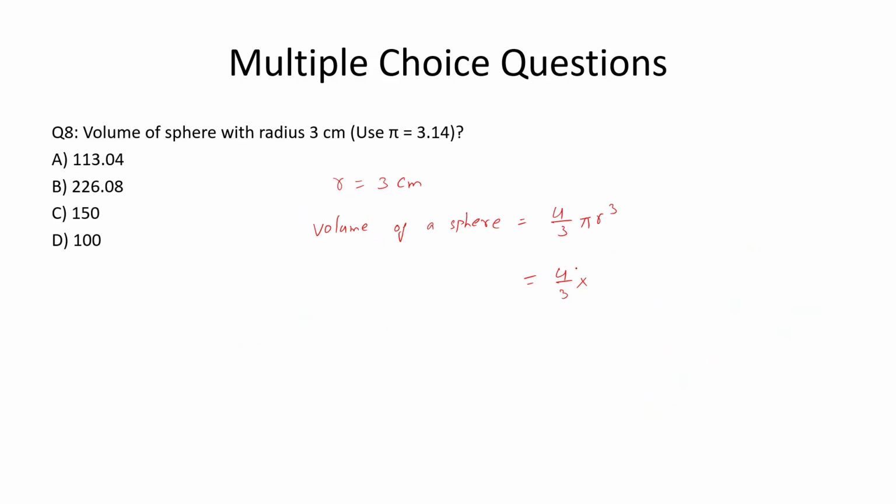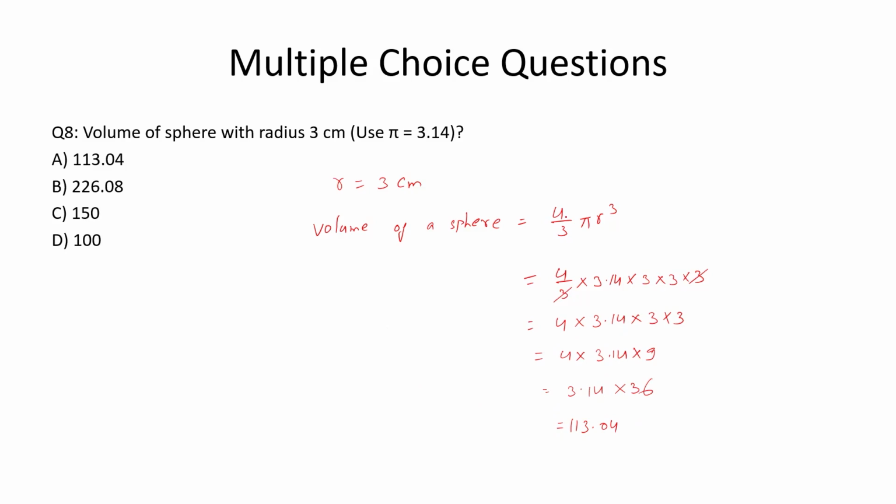4 by 3 is constant. Pi is 3.14, given in the problem. R is 3 centimeters. So 3 into 3 into 3. The 3 and 3 will get cancelled. So you have 4 into 3.14 into 3 into 3. So 3 into 3 is 9. So 9 into 4 is 36. 3.14 into 36. Now I will use my calculator for this multiplication. 3.14 into 36 is 113.04.